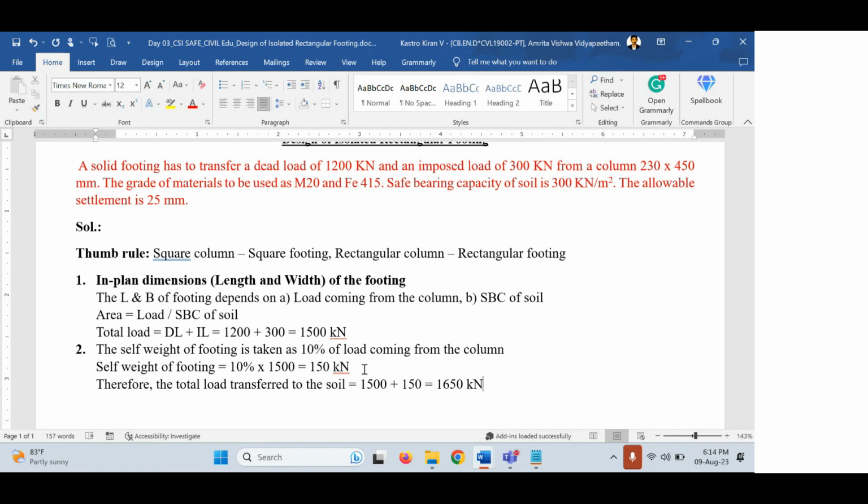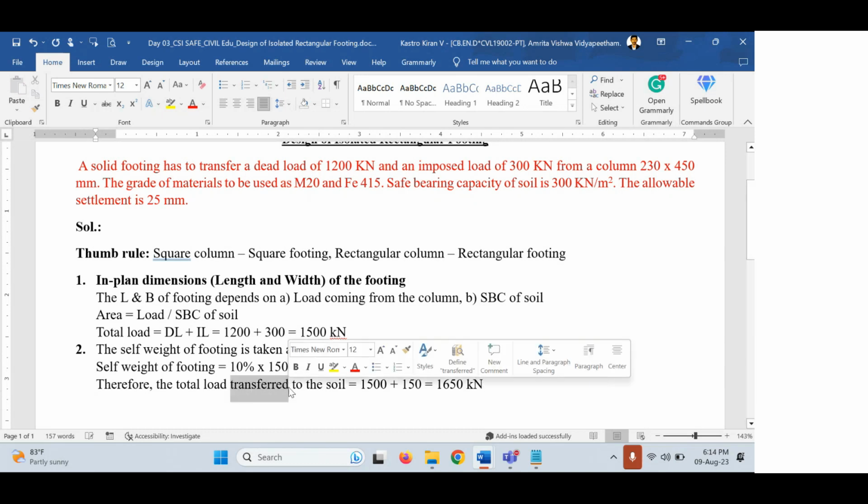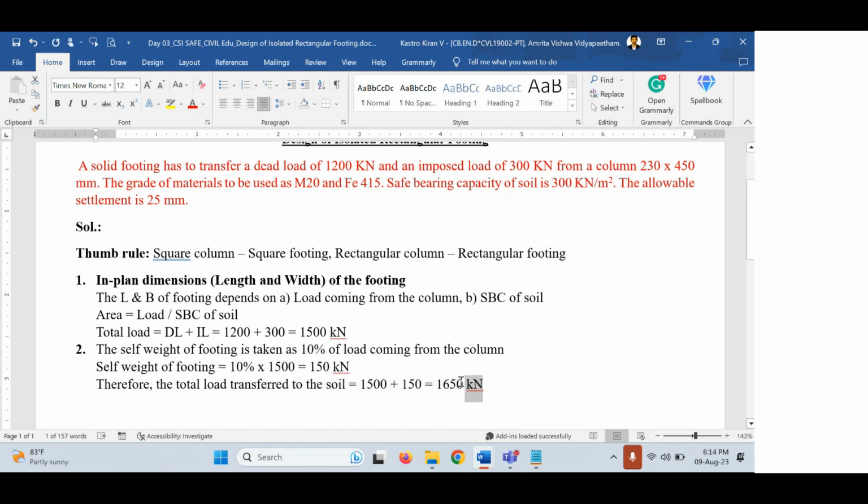Remember, we are not designing the footing to take the load. It is meant to transfer the load. So that is why I'm writing here total load transferred to the soil. It is not the total load borne by the column, or by the foundation, nothing. It's a transferred load. So for this load, we have to find out the length and width of the footing.